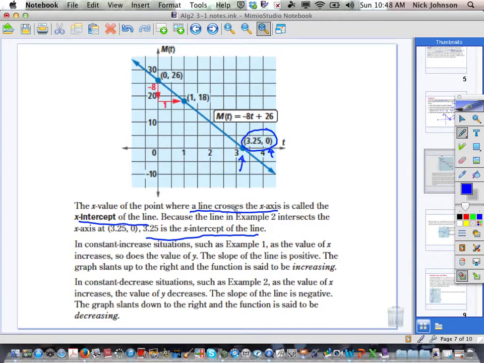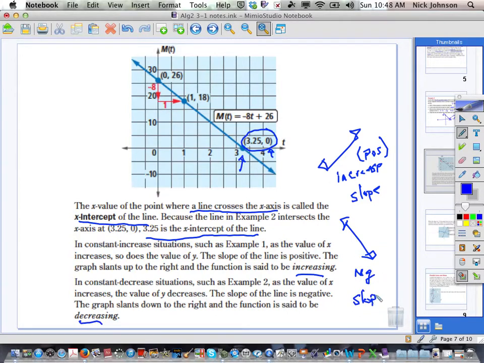In constant increase situations, such as example 1, as the value of x increases, so does the value of y, and the slope of the line is positive. The graph slants up to the right, and the function is said to be increasing. Up from left to right, increasing, or positive slope. If it falls from left to right, we have what we call a decreasing function, which means we have negative slope. Once again, this should all be a review.